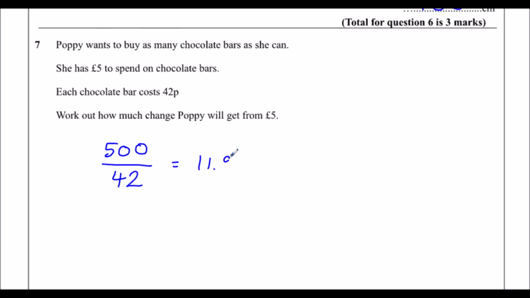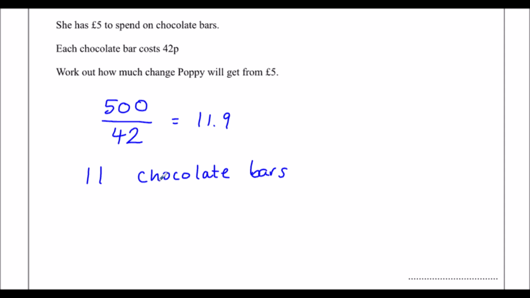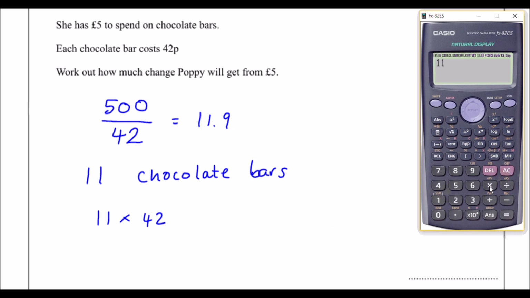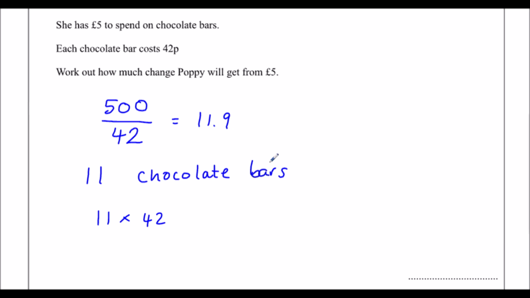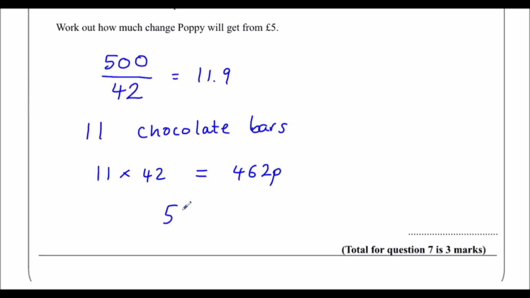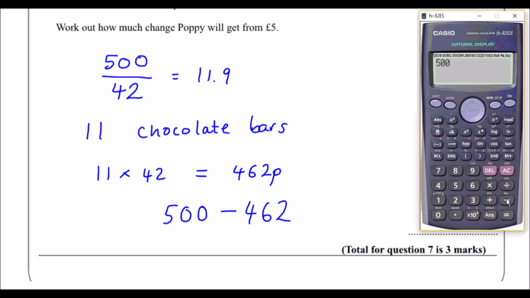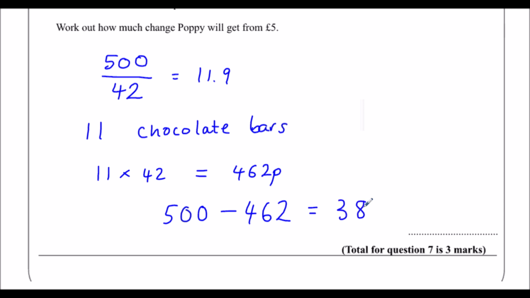So that was 11.9. So she's going to buy 11 chocolate bars. And how much does that cost? So 11 chocolate bars that cost 42p each. So 11 times 42 is 462. So it's 462 pence. And the question is, how much change does she get? So 500 minus 462. So 500 minus the answer, and that's 38. So that is 38p.